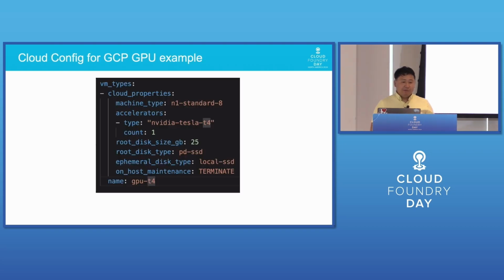So what does this look like from a cloud config level? You can see here we have an n1-standard-8. This is just a normal machine type. We set up the accelerator. We're putting a Tesla T4 on this. The count can be 1, 2, or 4. Then you set the root disk type, and then you set the local ephemeral disk to the SSD, and you can see the on-host maintenance set to terminate.